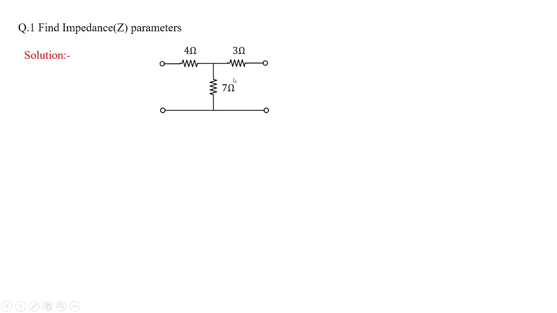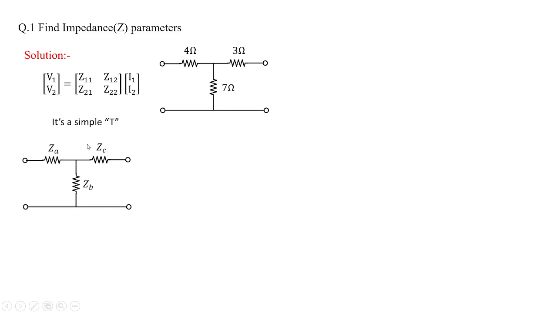The network is shown here, which has 4, 3, 7 ohms respectively, and the standard notation for Z parameters is given by V1 and V2 in terms of the Z parameters and the currents flowing through them. It's a standard equation derived from Ohm's law. Now when you see this network, it's a simple T network.